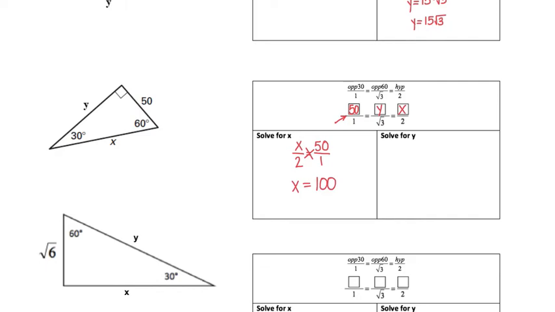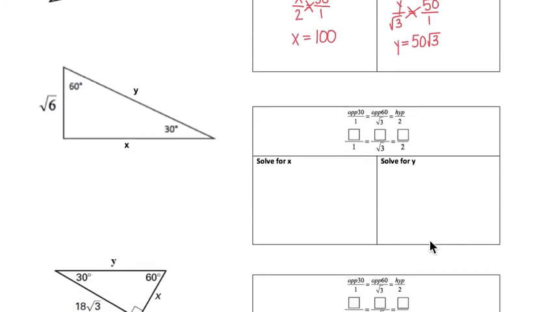Now let's solve for y. We have y over the square root of 3 equals, and then we'll need our fraction with just numbers in it, 50 over 1. Then we'll cross multiply. 1 times y is y, and then we'll take 50 times the square root of 3, so we'll have 50 square root 3.